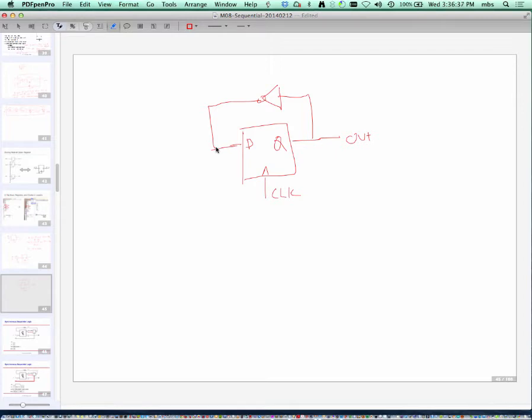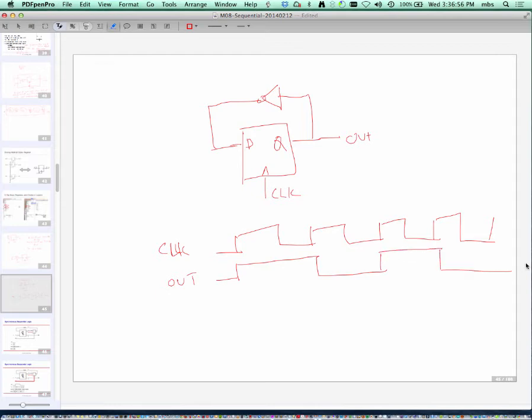So if my clock is this, then my output, let's say output started out 0, it will look like this. What is it doing? So what's the relationship between output and clock? Frequency divider. Yeah. If my clock is 1 gigahertz, output is 500 megahertz, right? Output looks like the clock, just with twice the period.